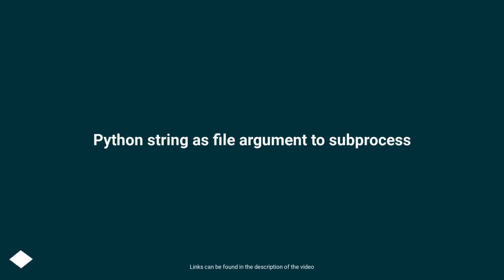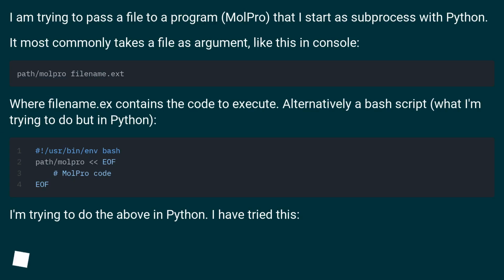Python string as file argument to subprocess. I am trying to pass a file to a program, malpro, that I start as a subprocess with Python. It most commonly takes a file as argument, like this in console, where filename.x contains the code to execute. Alternatively a bash script, what I'm trying to do but in Python.